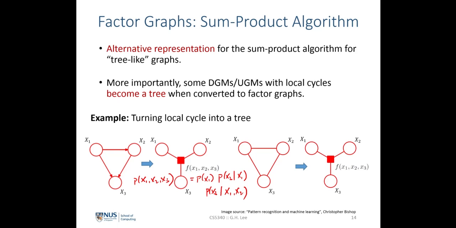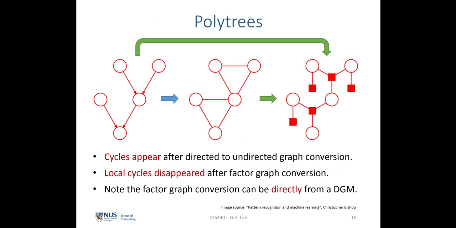And here's another example where we convert an undirected graphical model with a local cycle into a tree-like factor graph, where we simply represent the clique potential over x1, x2, and x3 as a single factor over x1, x2, and x3 in the factor graph. So in these two cases, we can see that we can turn local cycles into tree-like graphs, regardless of whether they come from a directed graphical model or an undirected graphical model.